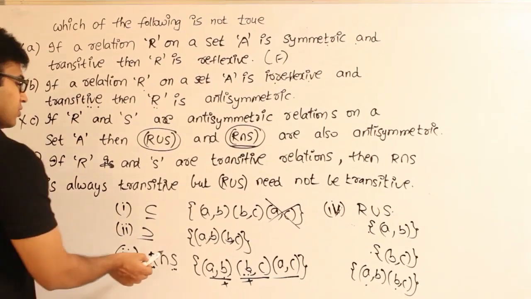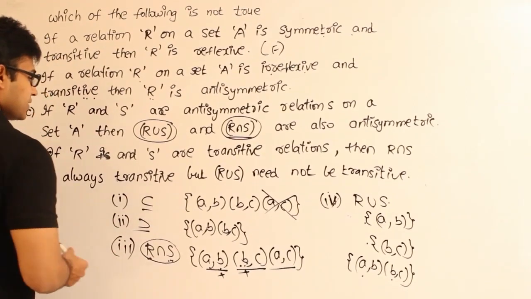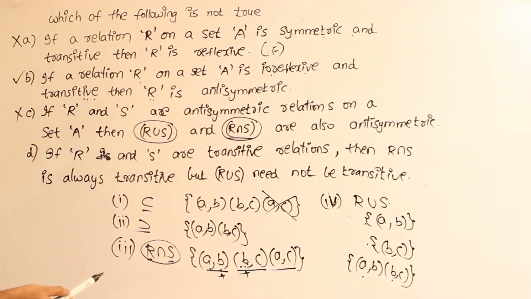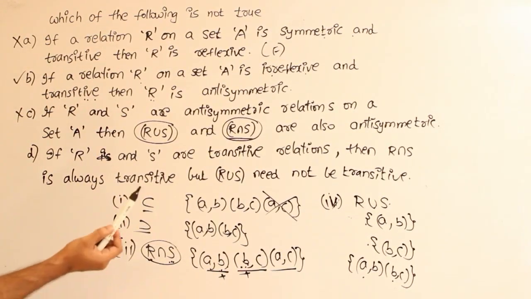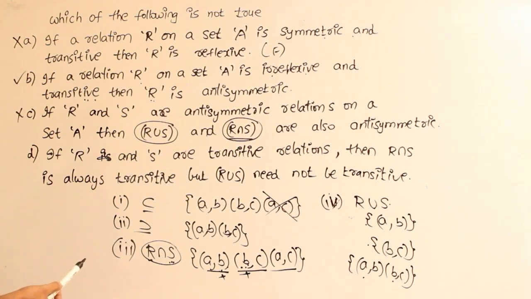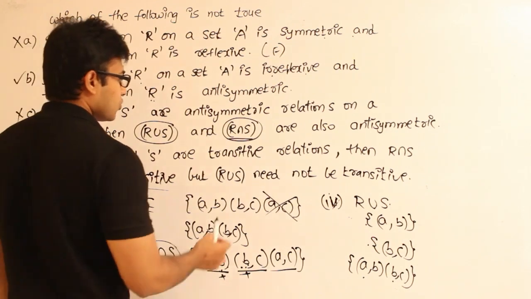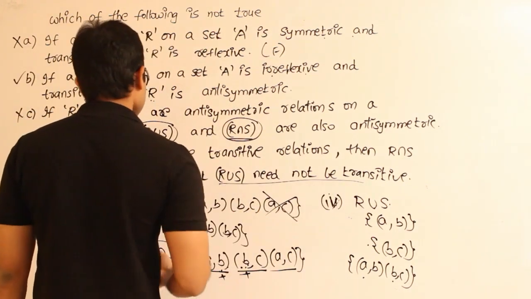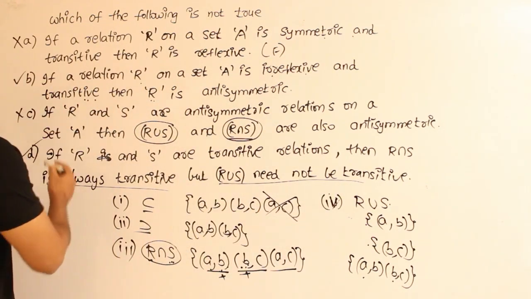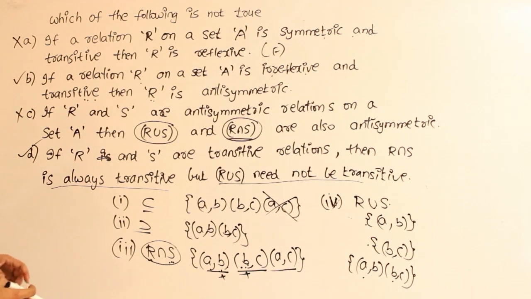So transitive relations are closed under intersection, but not closed under subset or superset, or in fact union operation. Got it? So what are they saying? R intersection S is always transitive, true, but R union S need not be transitive. Yes, true. So D is true. So A and C are false and B and D are true. Okay.